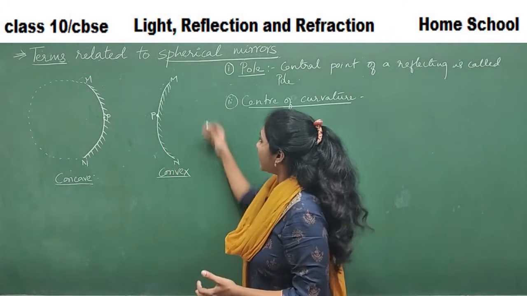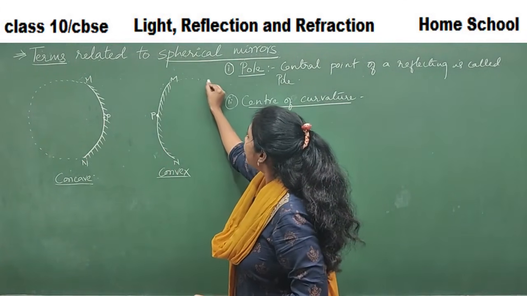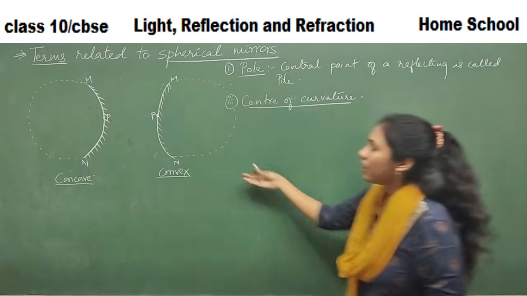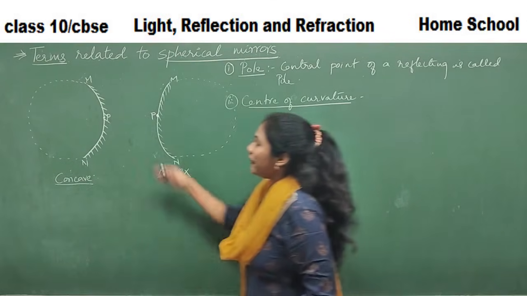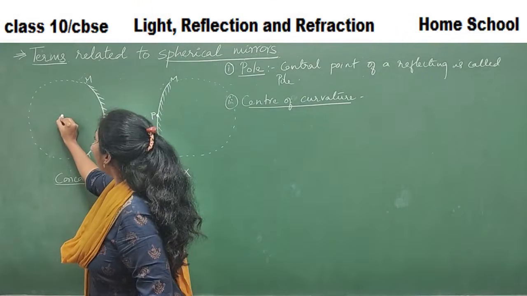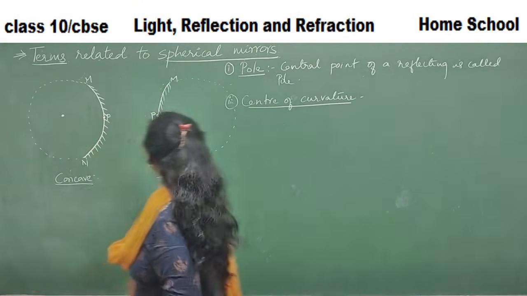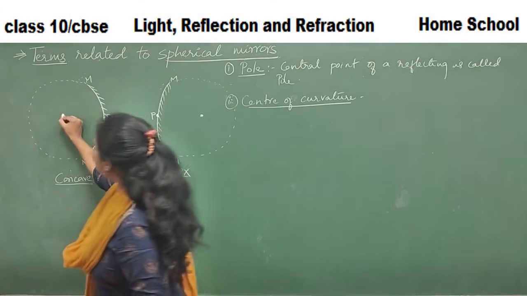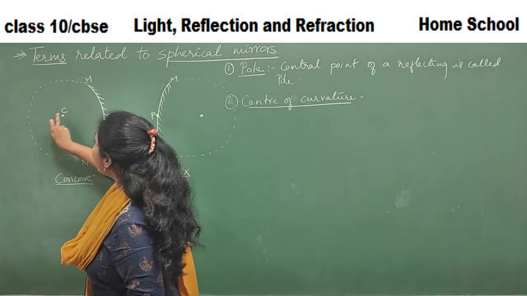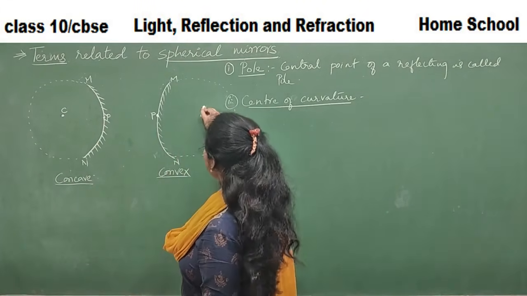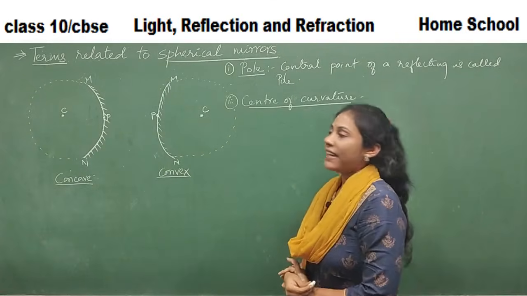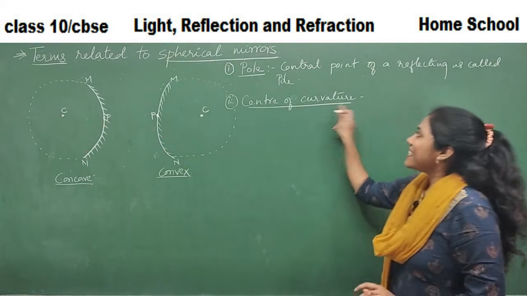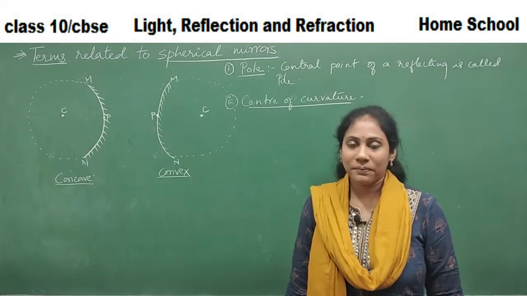So the reflecting part is nothing but a part of a sphere. Even in the convex mirror, the reflecting part is nothing but a part of a sphere. The moment you call a sphere, it will have a center. So here also the sphere will have a center, and this center of a sphere is indicated with the letter C. We call it the center of curvature.